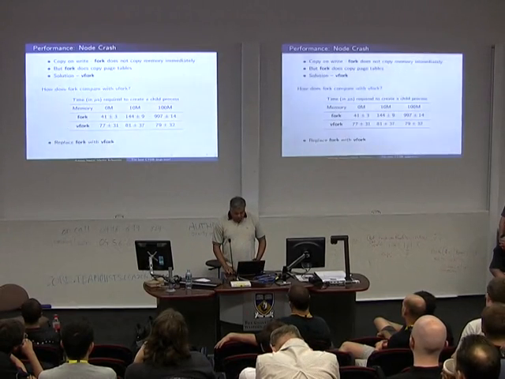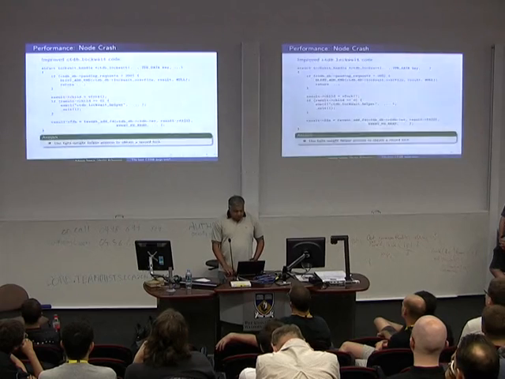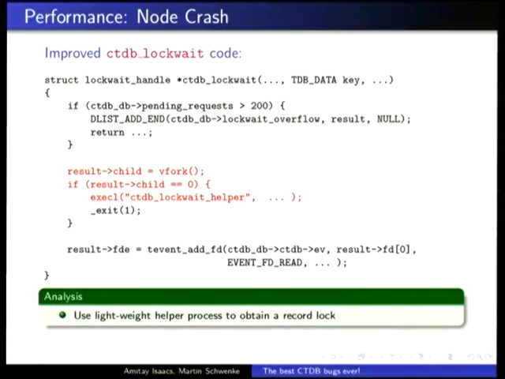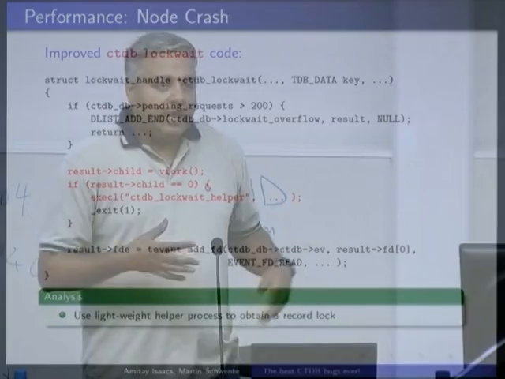So replace fork with vfork. Now this is how the code looks. The only thing with vfork is that you have to do an exec, so we create a lightweight helper process which actually obtains the lock. Okay, so far so good. So this stopped the node from crashing.